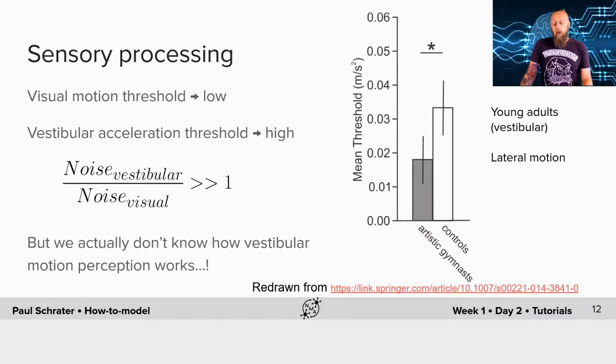And one important other aspect of information is really this variability in the sensory information, right? So we have a very low threshold for detecting visual motion, for example, but the vestibular threshold for detecting acceleration is actually relatively high. And that is mostly because the noise, so the variability in the information that we receive from our sensory periphery, is much higher for the vestibular input than for the visual input.